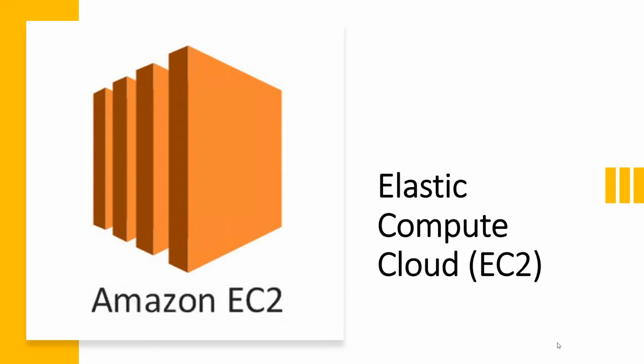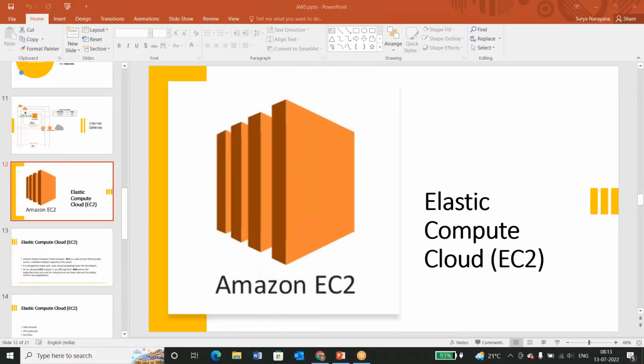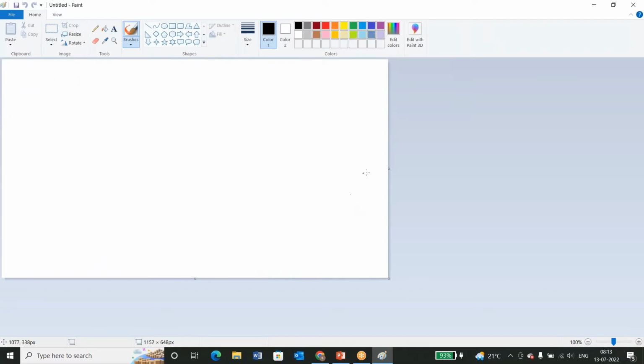Okay, so first of all, let me open Paint. Okay, so SSH is basically having two types of... Just give me a minute. I'll drag this one. What happened? Okay, so basically SSH consists of two. Okay, first of all, let me do one thing.